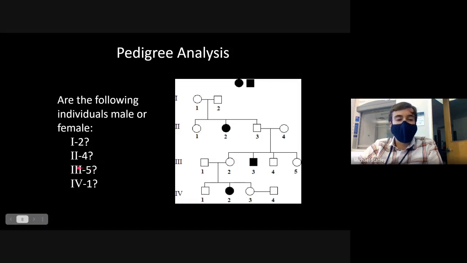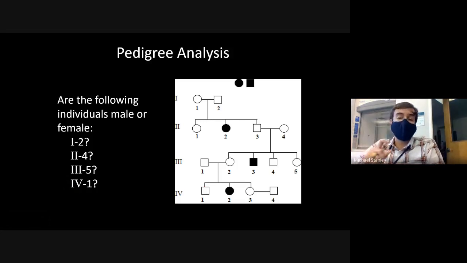What about 3-5? Is 3-5 a male or a female? Female, exactly. Generation 3, person 5 is a circle, which means female. And then finally, either Naya or Samyan, I want one of you guys to answer this time. Person 4-1. Is person 4-1 a male or a female? Male, exactly. It's this guy right here, 4-1. And 4-1 is a square, which means that he is a male.